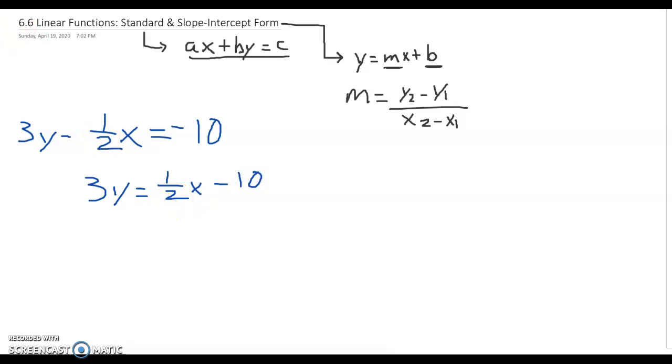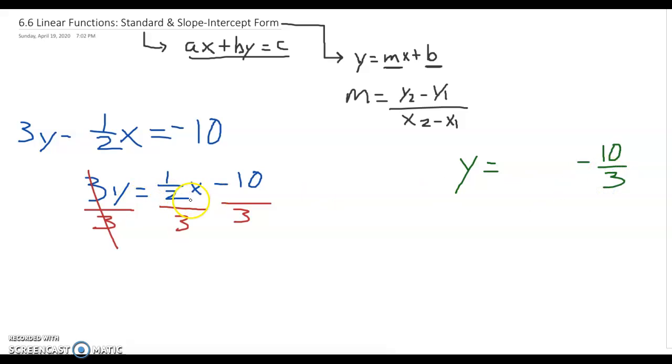Now we have some cutting up to do. We're going to divide everything by 3 because we need y to be by itself. Divide this by 3 and divide this by 3. Divide each one up. So now we would have y equals. Let's go with the easy one right here. Can we simplify 10 over 3? No. So our answer is going to be negative 10 over 3.